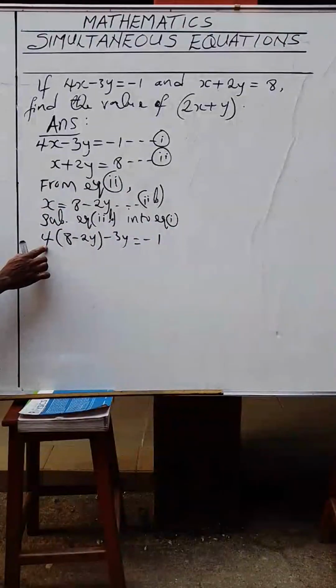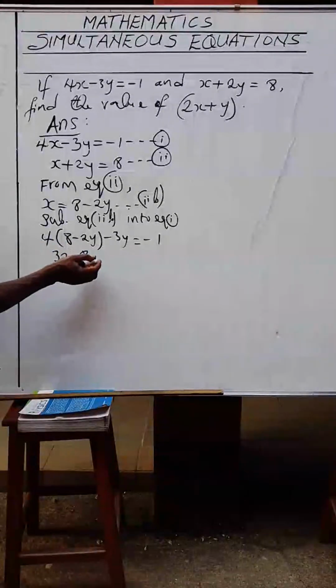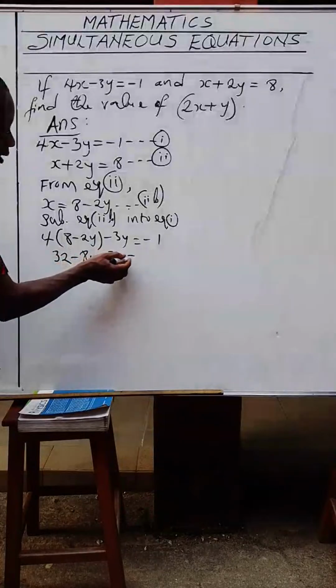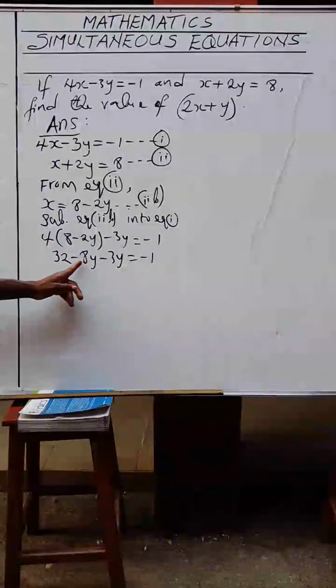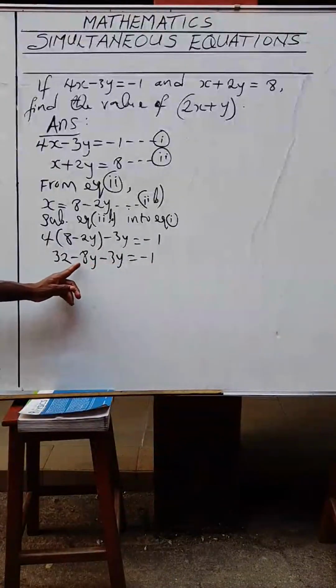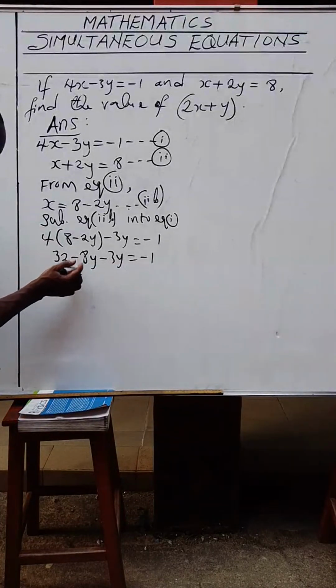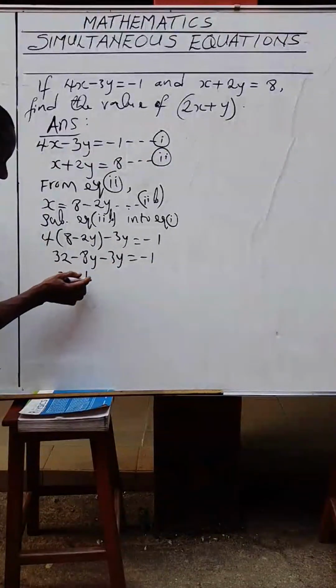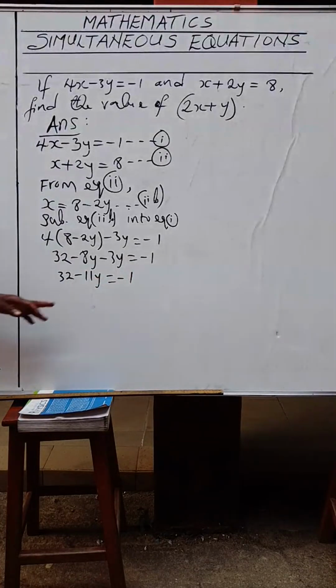So you can see what we have done here. We can multiply. This gives us 32, because 4 times 8 is 32. Minus 4 times 2 is 8, that's minus 8y. Minus 3y equals minus 1. Then we can combine these. Don't forget, we are combining two negatives, not by multiplication but by addition. So we have 32 minus 11y equals minus 1. That is what we are going to get.